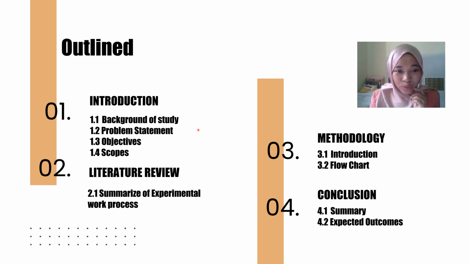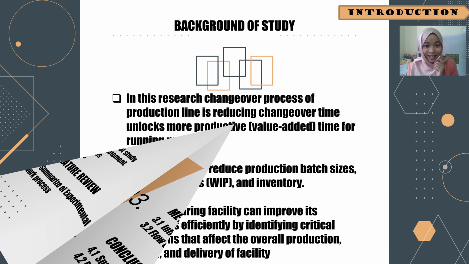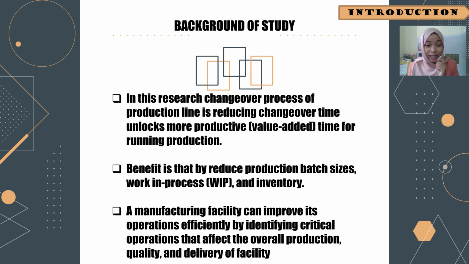So let me introduce first. For the background of study, in this research, the changeover process of production line is about reducing changeover time, which unlocks more productive value added time for running production. There are lots of benefits from reduced production batch, such as work in process and inventory. A manufacturing facility can improve its operation efficiency by identifying critical operations that affect the overall production quality and delivery of the facility.